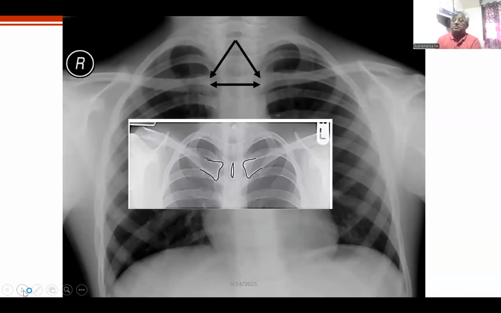Whenever you take a chest X-ray, check for rotation. The medial ends of the clavicle with the spine should form an isosceles triangle. That means these two arrows should be equal, and that can be seen on a two-dimensional picture as equidistant from the clavicles.